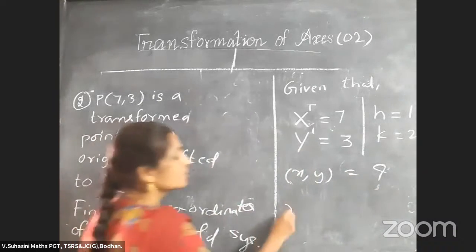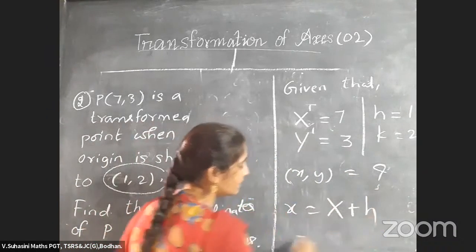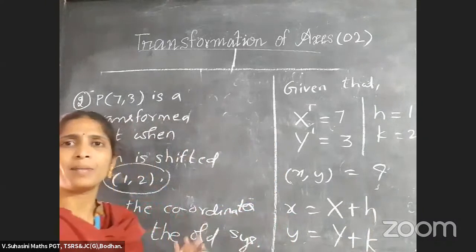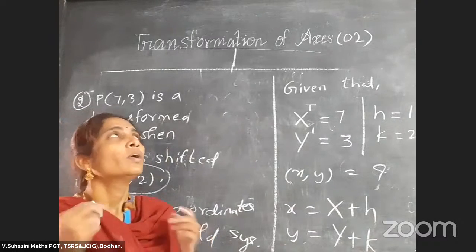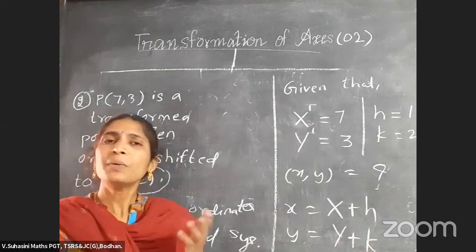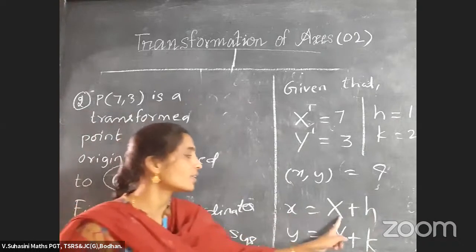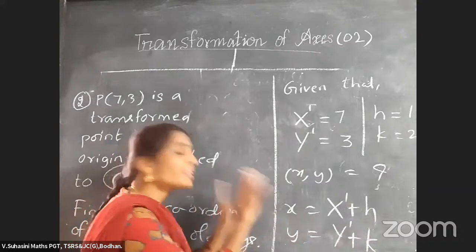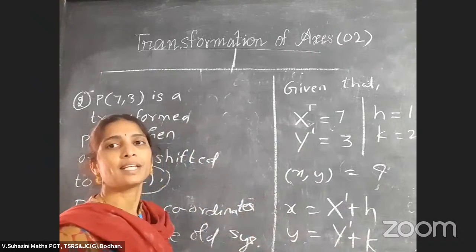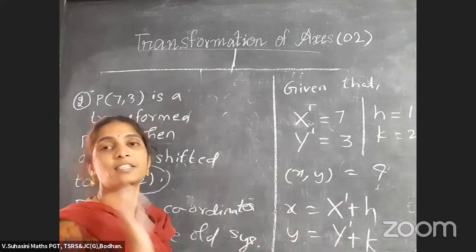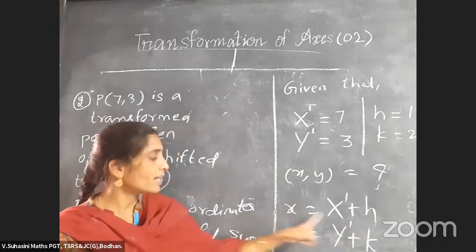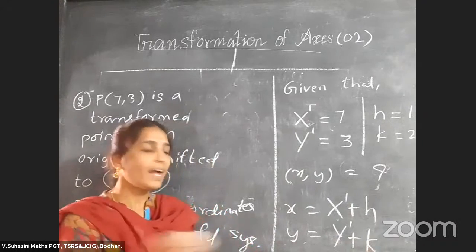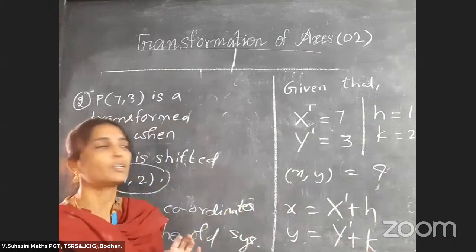We have a formula. Small x is equal to capital X plus h. Small y is equal to capital Y plus k. Don't learn too many formulas. Don't take tension. Learn only two formulas. x is equal to x dash plus h. y is equal to y dash plus k. Just substitute the given values, and the unknown will come automatically. You need not learn three, four sets of formulas.